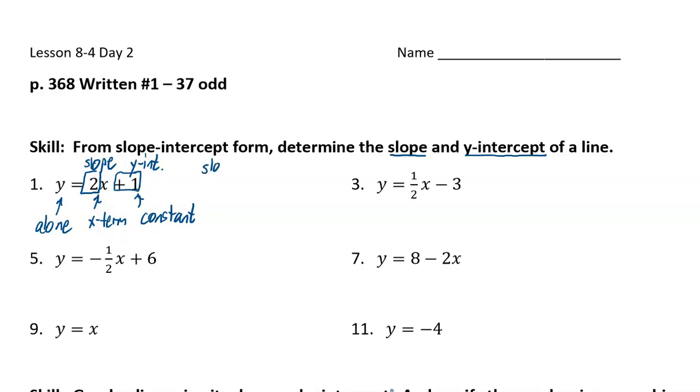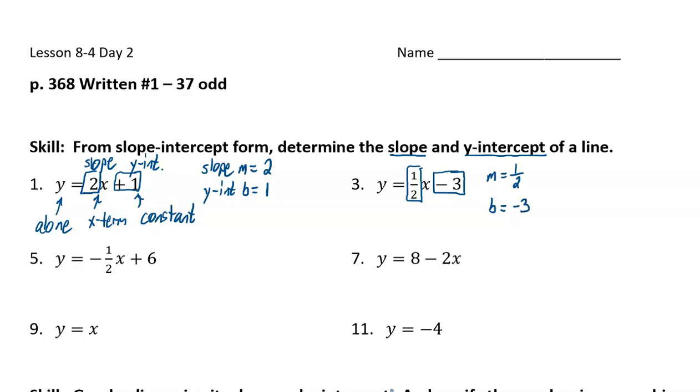So the slope, which is given the variable m, is 2. And the y-intercept, which is given the variable b, is positive 1. Now number 3, the equation is in the same form, so the coefficient of x is the slope, and the constant term is the y-intercept. The slope is 1/2, and the y-intercept is -3.